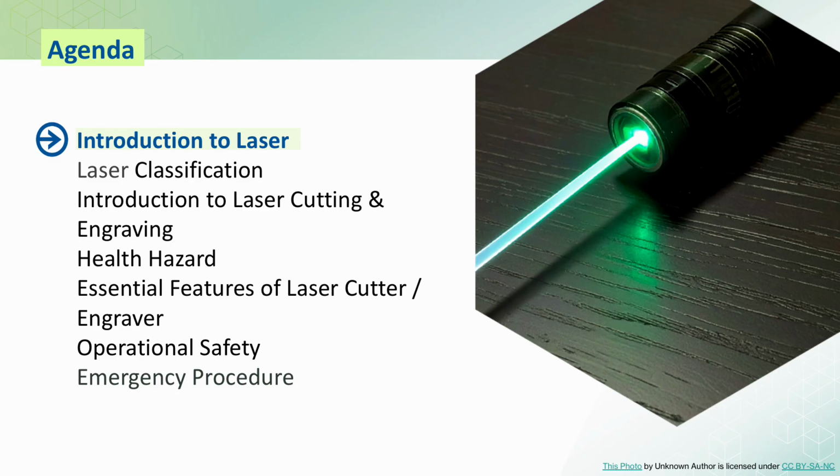This is our agenda. Our training is separated into 2 parts. In Part 1, we would go through general knowledge related to laser cutting and engraving. Introduction to laser: we would go through the basic knowledge on laser. Then, in laser classification, we would introduce the classification of laser and the EMSD guidelines on safety. Then, we would introduce laser cutting and engraving. Then, we would talk about typical health hazards associated with laser cutting and engraving. Then, in Part 2, which is another training session, we would go deeper into the machine that works on laser cutting and engraving. We would talk about the essential features of the laser cutter engraver, then how to operate it safely, and finally, the emergency procedure.